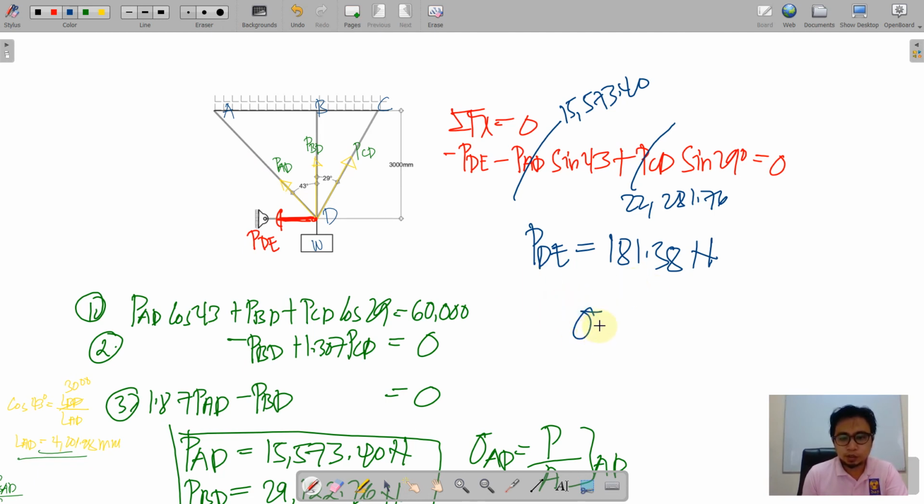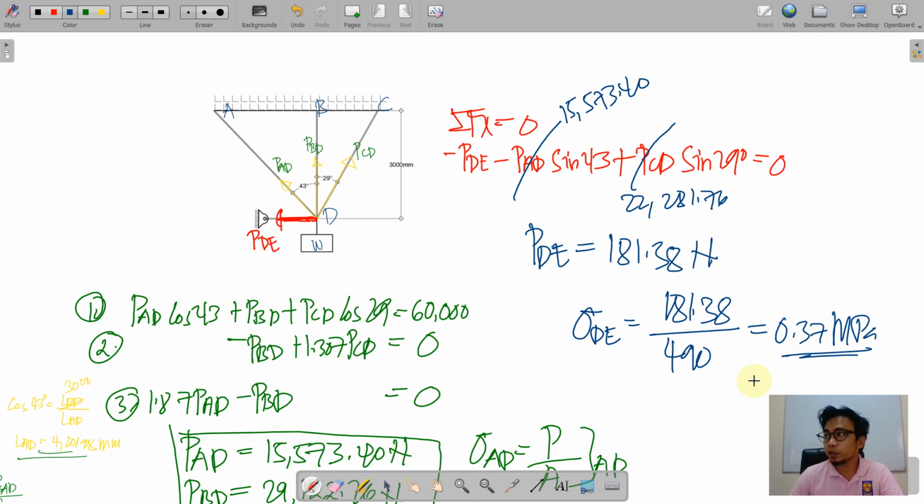So finally, the stress along DE is 181.38 over 490. We have a slight stress of 0.37 megapascal. So this is the horizontal force, meaning the horizontal member is having only a slight stress. I hope you also experience the same, a slight stress in your subject. So this is the solution for this force members.